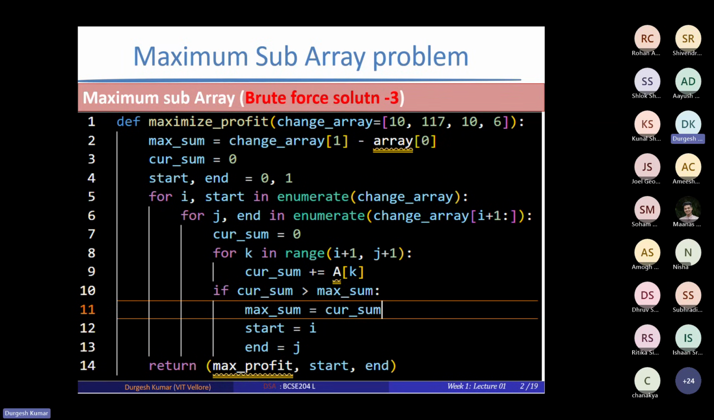Yeah, it is a dependent loop because the J range is dependent upon I, and the K range is dependent upon both I and J. So this is a dependent loop. Roughly, it will come to order of N cubed.